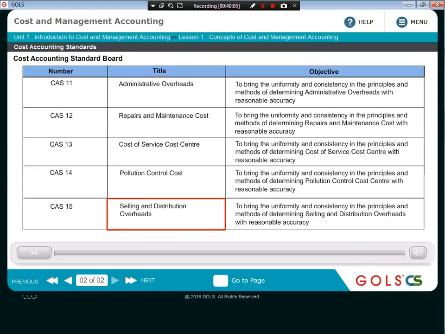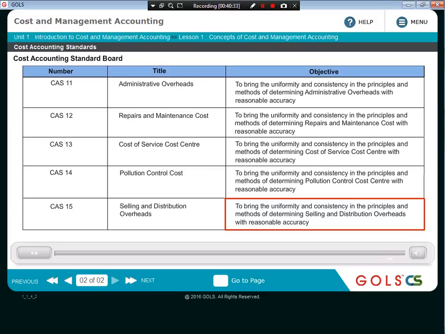Every organization has the aim of selling their product or services. For that purpose, the selling and distribution overheads, the expenses which are incurred, how to account for that, and how to have uniformity in those overheads, which expenses are to be considered. It should not happen that administrative expenses will come into selling and distribution. It should not be like that.